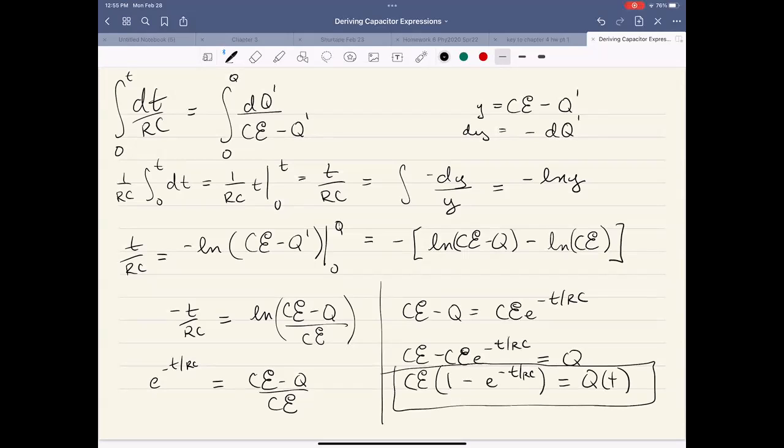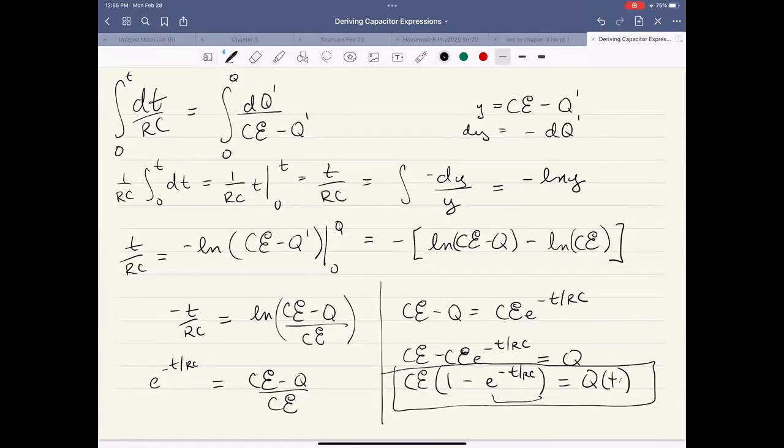So now let's think about this expression for just a second. If we set t equal to 0, then in my exponent here, e to the minus t over RC, I have e to the 0. And so e to the 0 is 1, and 1 minus 1 is 0. So, of course, it tells us that the charge on the capacitor is equal to 0 at t equal to 0. Now, over time, as t goes to infinity, this e to the minus t over RC goes to 0, okay? And so then I just have C times the EMF times 1 minus 0, or 1.